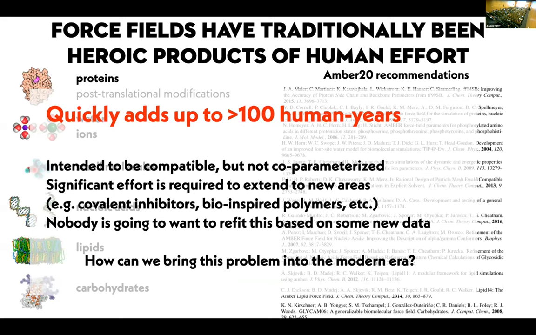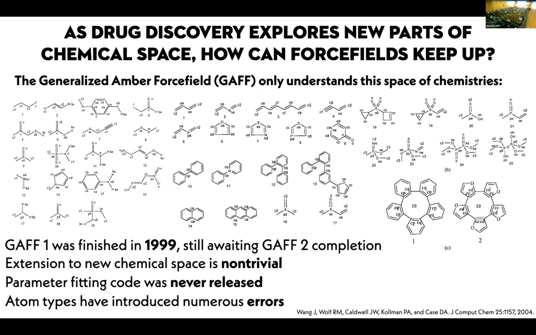Really, we'd like to do what Liz showed you yesterday of, let's just run SciPy optimize and then be done with it. If you also look at the force fields that are used for drug discovery, it turns out GAFF, the general AMBER force field, was finished when I started graduate school in 1999, still awaiting completion of the second generation of it. But this is the entire zoo of chemical moieties that went into that. And chemistry has moved on beyond what was popular then. And if your drug doesn't look like these bits, then it's not going to do well. You're going to have a bad time with this force field. And because the parameter fitting code was never released, and introducing new atom types is really problematic because you have to include all of these weird torsion combinations, it's just really hard to extend.